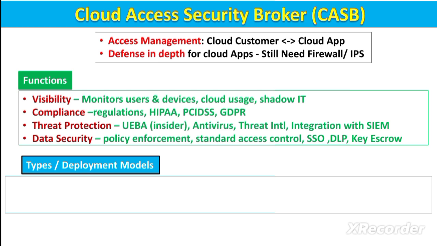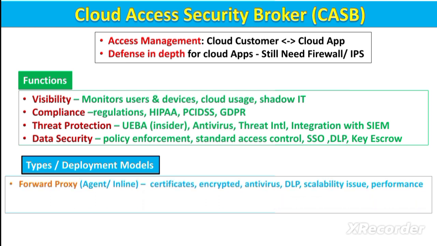Now, coming over to the deployments or types of CASB. So the first deployment type is forward proxy, or it can be agent based, where agents are deployed or installed on each and every endpoint of an organization. So this deployment is in line, where these agents inspect and monitor all the usage of cloud applications by that endpoint.